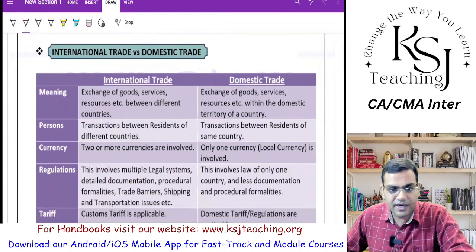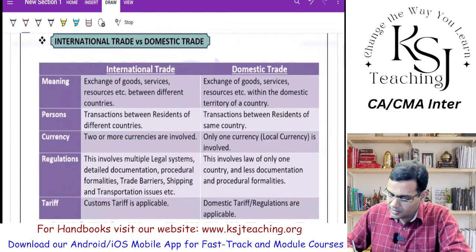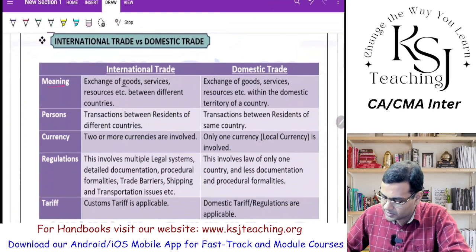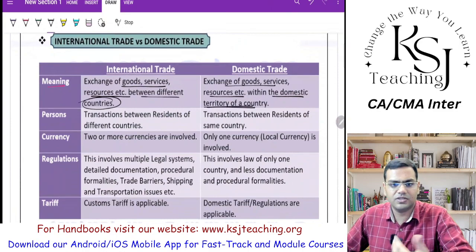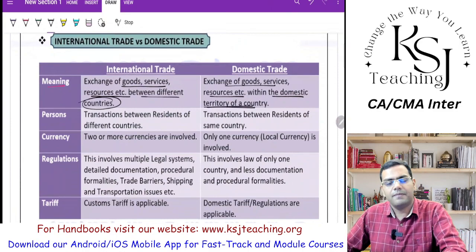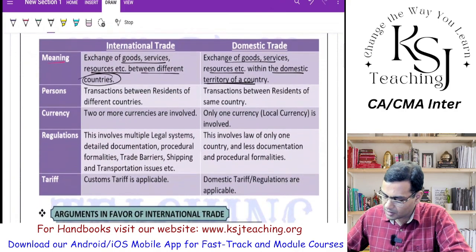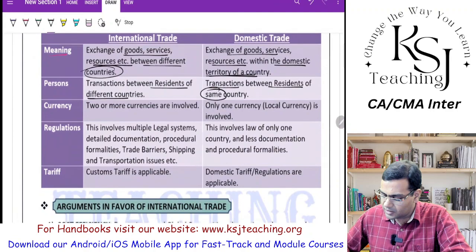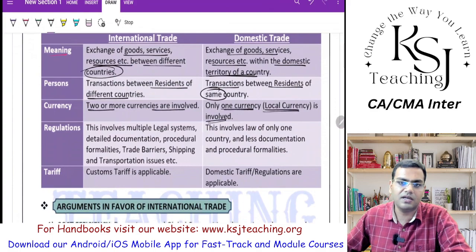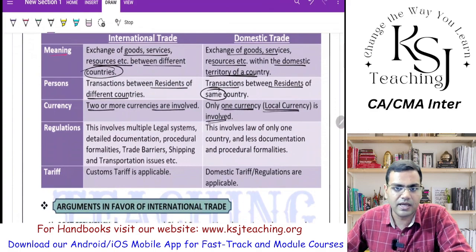So after that, it is given international trade versus domestic trade. International trade means the exchange of goods, services and resources between different countries, and here, domestic trade means the exchange of goods and services within the domestic territory of a country, from one state to another state, from one city to another city, but within the territory of a country. International trade is a transaction between the residents of different countries, and here the transaction is between the residents of the same country. Obviously, in international trade two or more currencies are involved, while in domestic trade only one currency is involved, that is the local currency, sir. If you are transacting within India, obviously all the transactions will be done in INR, right?